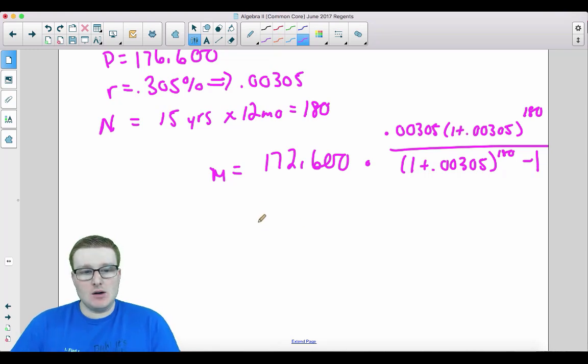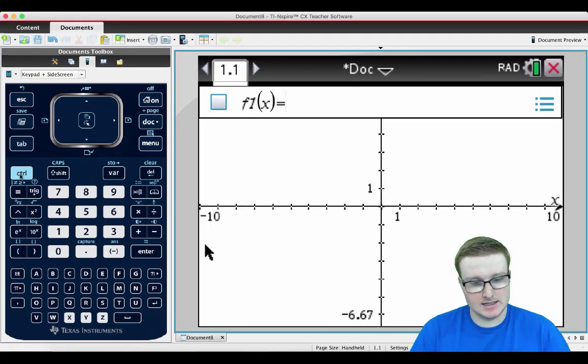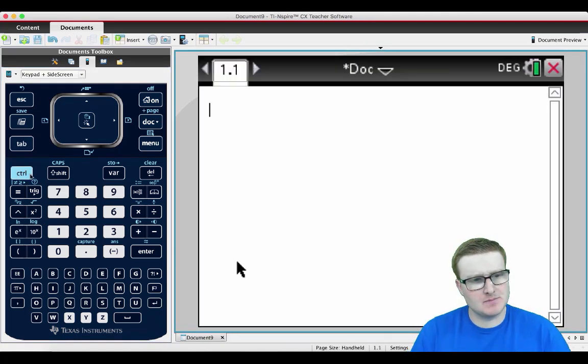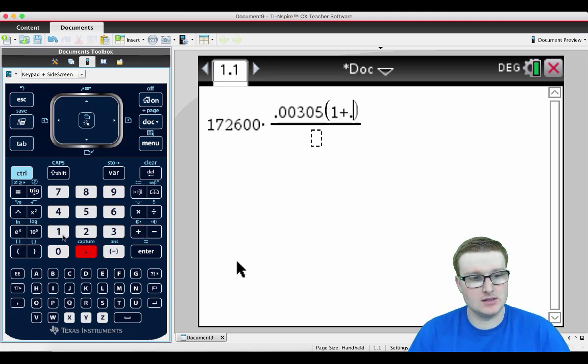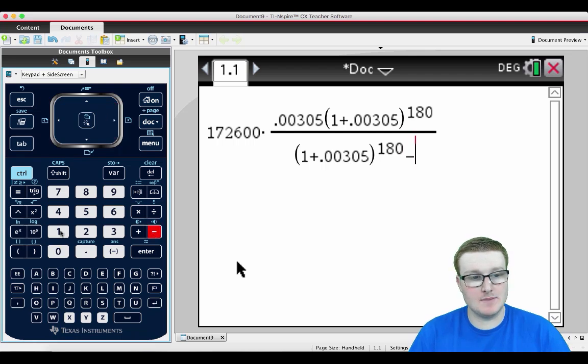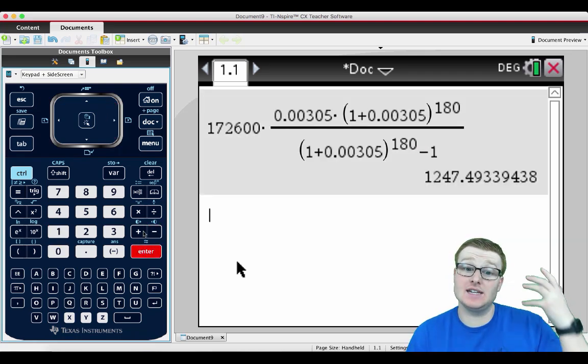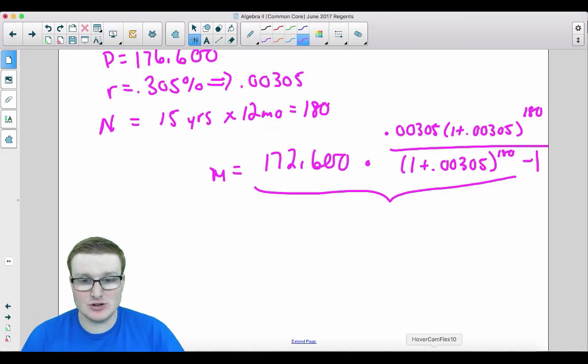Okay. So now I'm going to plug all this information into the calculator. Go to your calculator page. Type in 172,600 times 0.00305 times (1 plus 0.00305) raised to the 180 power, divided by (1 plus 0.00305) raised to the 180 minus 1. I know it's a lot to type in, but it's so worth it in the end because you feel accomplished at the very end. We have $1,247.49. It says round it to the nearest dollar.